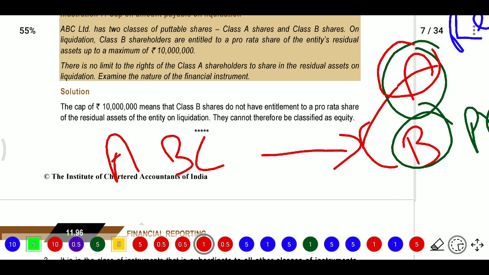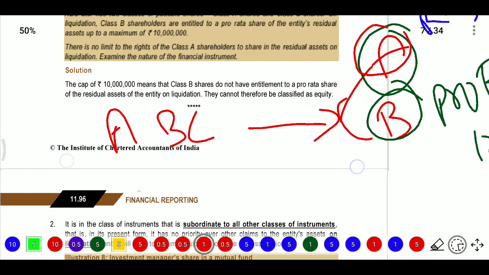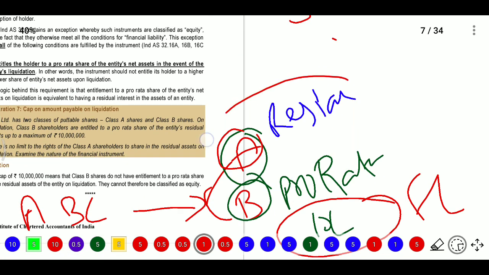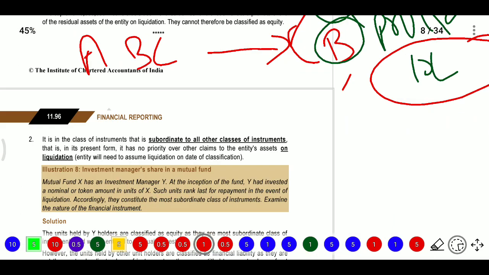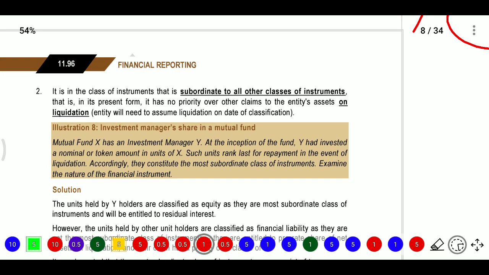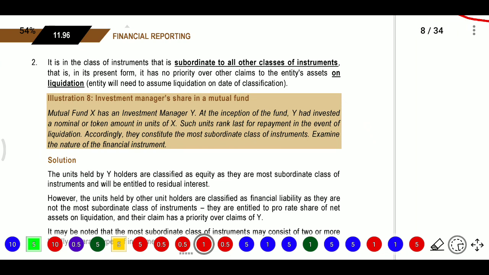They cannot therefore be classified as equity. So they do not have the liability. Only to the extent of this they have liability, it will become a financial liability. So they will get more amount there, it will become the equity amount. Now, in this, it is the class of instrument subordinate to all the other classes of instrument in its present form. It has no priority over other claims to the entity's assets in liquidation. So next, the entity will need to assume liquidation on the date of classification.